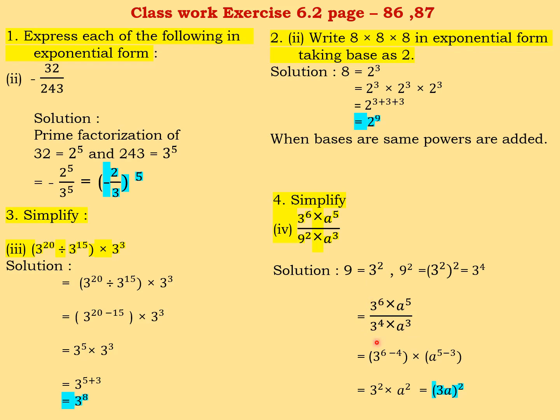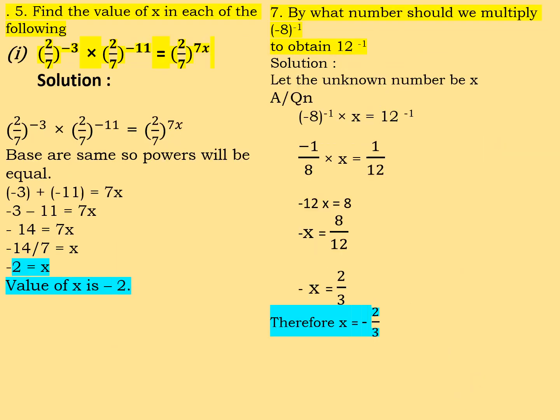Now taking the common ones, 3 to the power 6 and 3 to the power 4 are getting divided, so it will be 6 minus 4. Same way for a to the power 5 and a to the power 3, they are getting divided, so again we will do 5 minus 3. The final answer will be 3 square into a square. Now both of them have different bases but powers are common, so bases will be multiplied. 3 into a will be 3a. In the bracket it will have a power of 2.